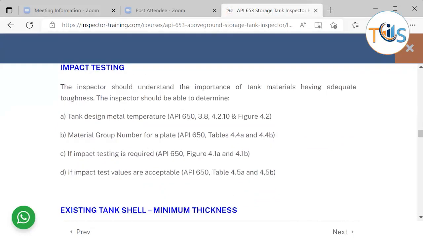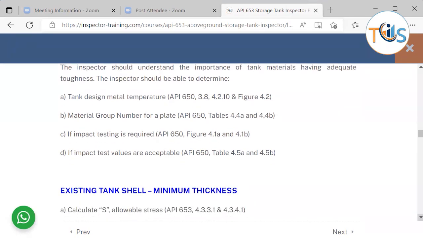Then there is impact testing, which is in the API construction code. You should be able to find whether a particular metal needs an impact test or not, according to the figures and tables, the material group and the working temperature, and also determine the minimum acceptable value for the impact test.